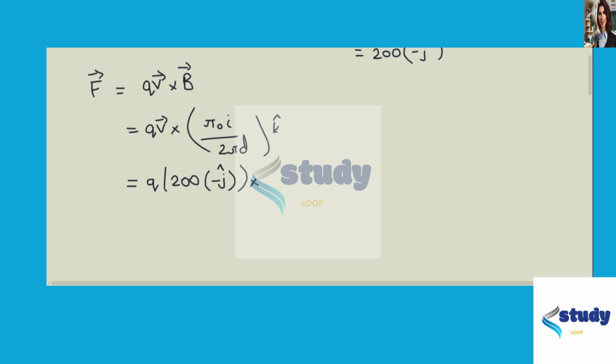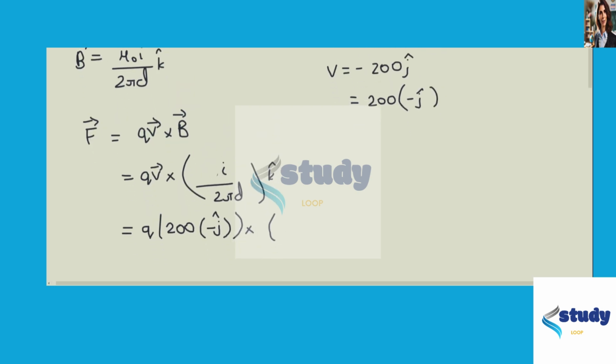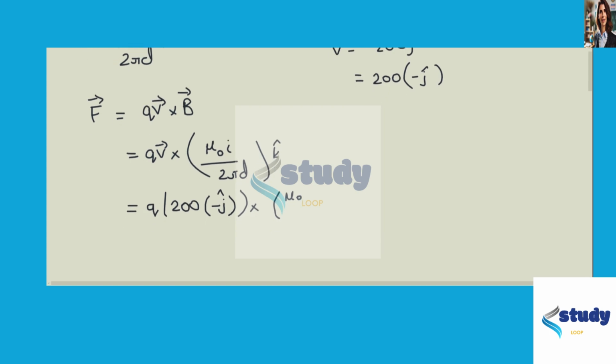times mu naught, sorry, this was a mu, I don't know why I wrote pi in these equations, so let me make that correction. Mu naught times I divided by 2 pi d times k hat.